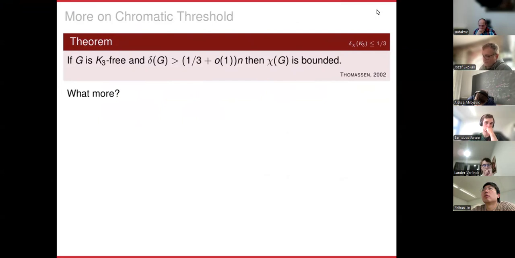So we already saw the result of Thomassen that if graph G is triangle-free and has minimum degree strictly bigger than n over 3, then the chromatic number is bounded, which shows that the chromatic threshold is bounded by 1/3. And we have a construction that shows that this is really optimal. So our question was, what more can we say?